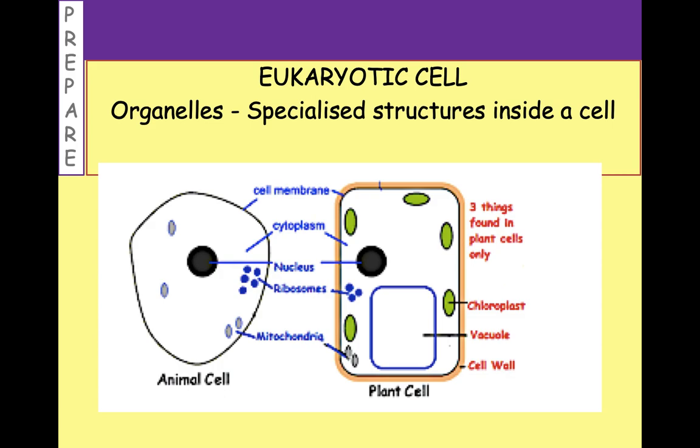Now, just to make life a little complicated, the organelles inside an animal cell are not the same as the organelles inside of a plant cell. There are lots in common, and they're shown here in blue. So both animal and plant cells have cell membranes, cytoplasms, a nucleus, ribosomes, and mitochondria, all found in both animal and plant cells. Plant cells have a few extra organelles, though, that aren't found in animal cells, and those are over here in red, and there's 3 that you need to know about today. Chloroplasts, a vacuole, sometimes called a permanent vacuole, and a cell wall.